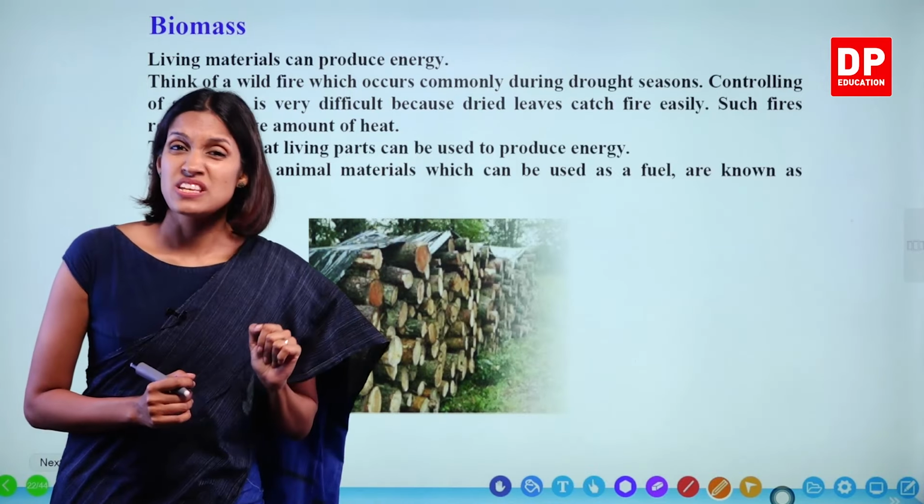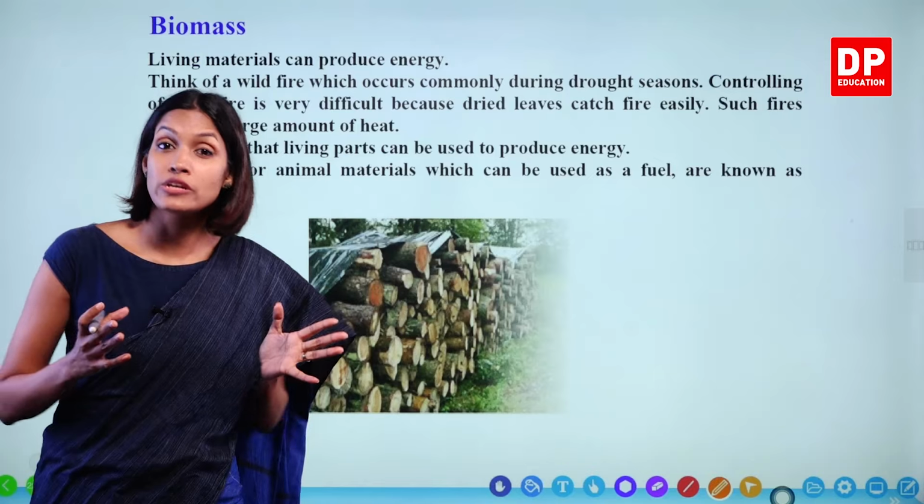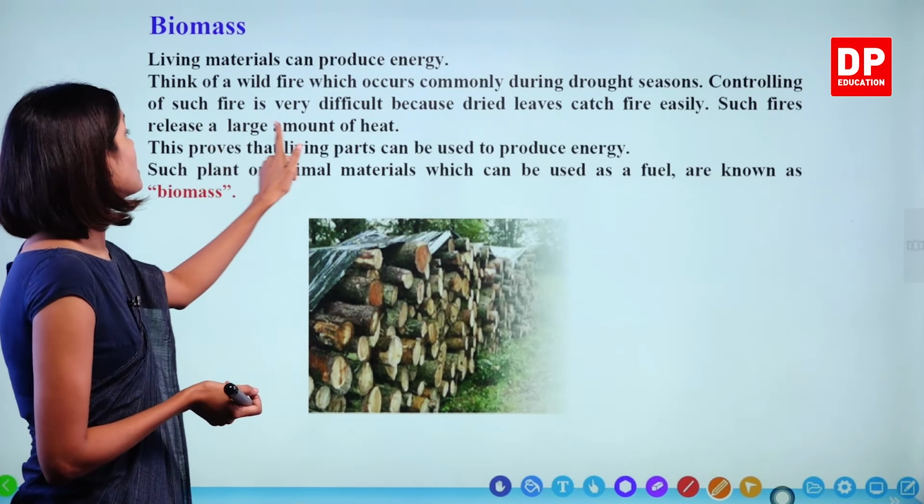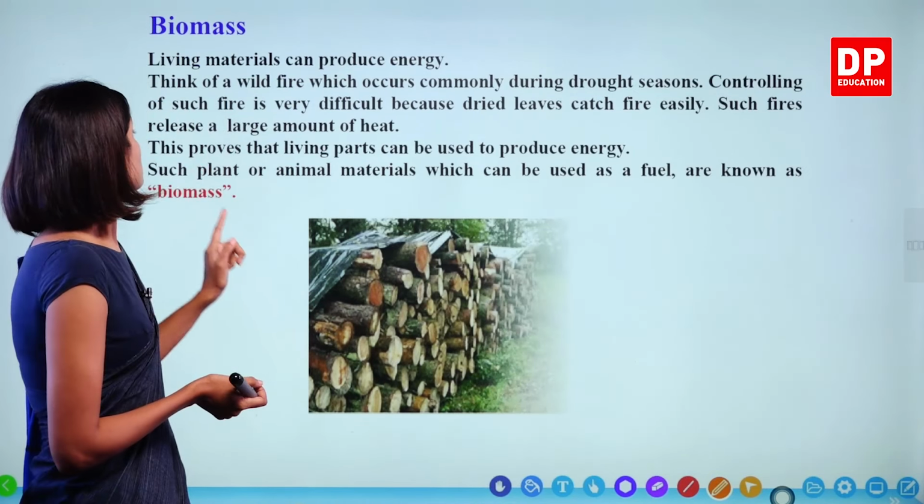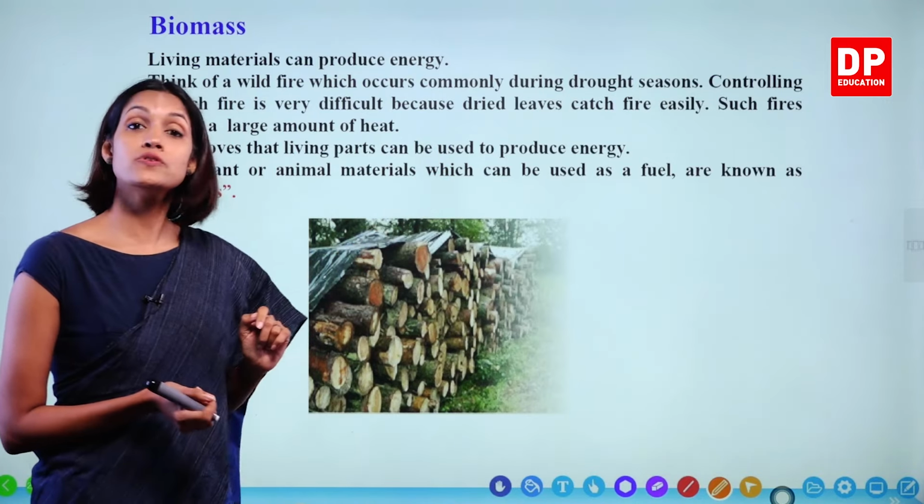So during the drought season, what happens, children? The environment is very dry, including these plants. Such fires release a large amount of heat, right? So this proves that living parts can be used to produce energy.